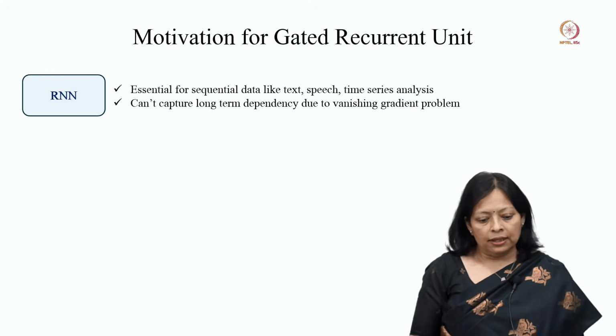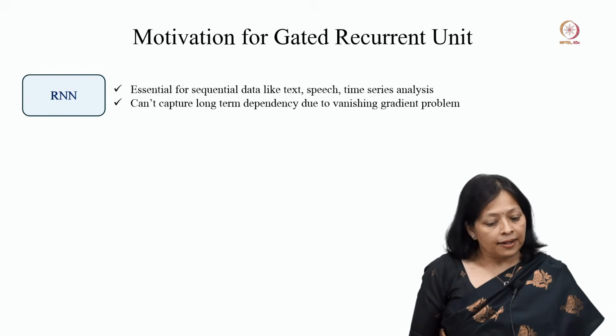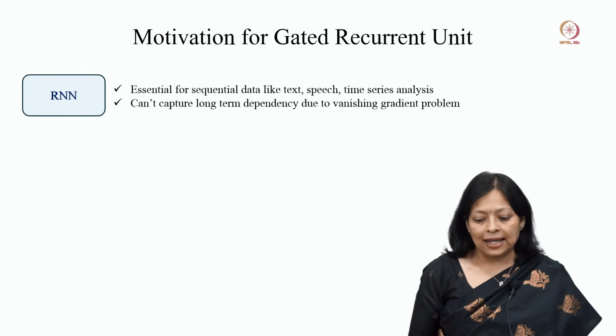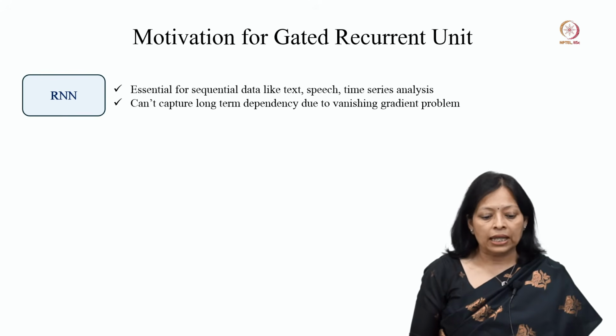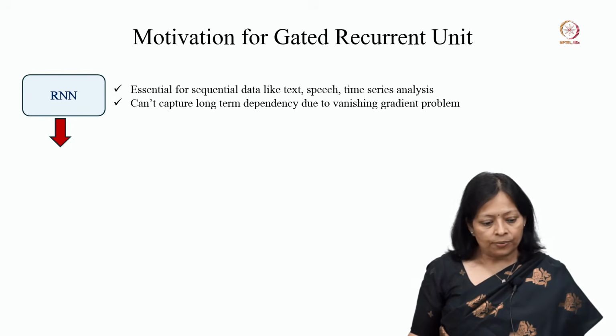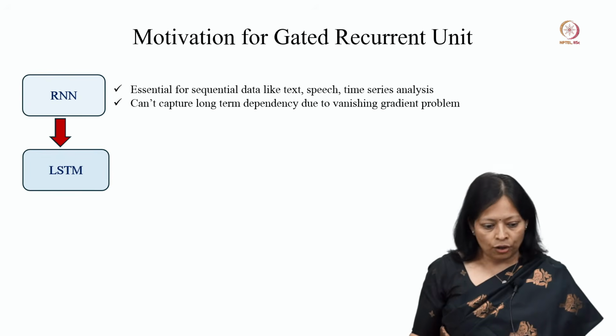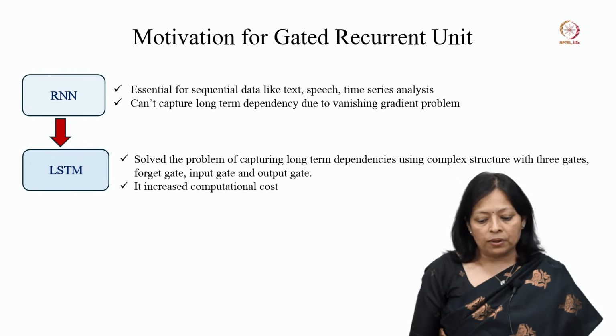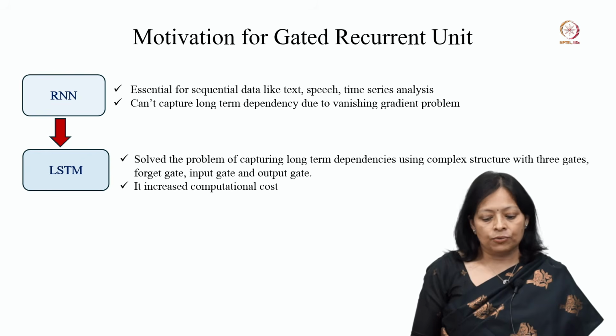So, first we will start with the motivation for gated recurrent units. What is the reason for the discovery of GRUs? We have seen RNNs. These RNNs were essential for sequential data like text, speech, time series analysis, etc. They can't capture long-term dependency due to the vanishing gradient problem. To solve this problem came LSTMs, the long short-term memory, which solved the problem of capturing long-term dependencies using complex structures with 3 gates, the forget gate, the input gate and the output gate, but it increased the computational cost.